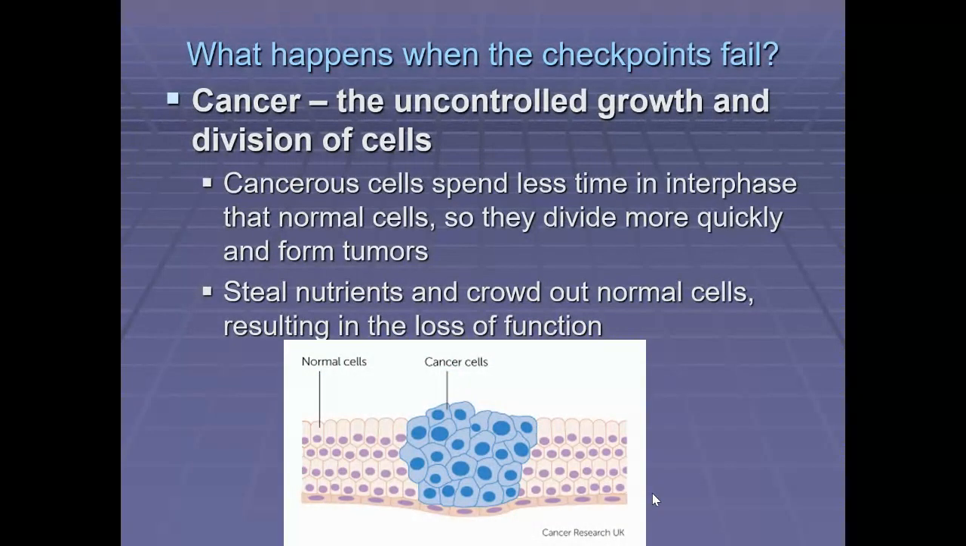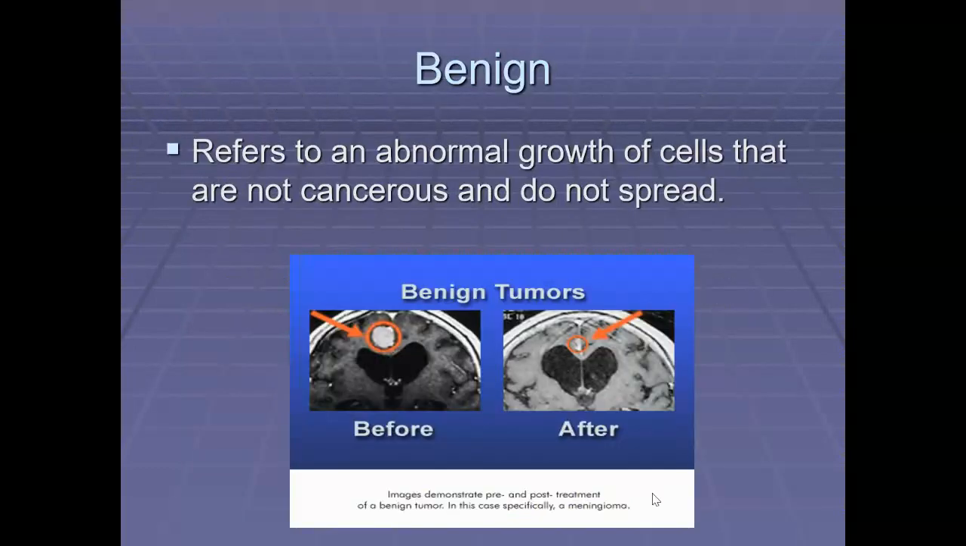So what happens if the checkpoints fail? And that does happen. Well, if the checkpoints fail and the cell goes through the cell cycle when it's not supposed to, that is uncontrolled growth, and that is called cancer. Cancer cells spend less time in interphase, and they divide more quickly and form tumors, and these steal nutrients and crowd out normal cells.